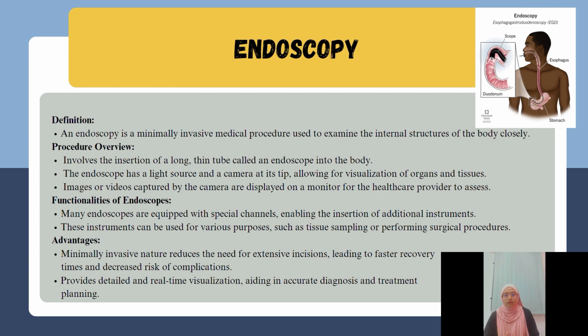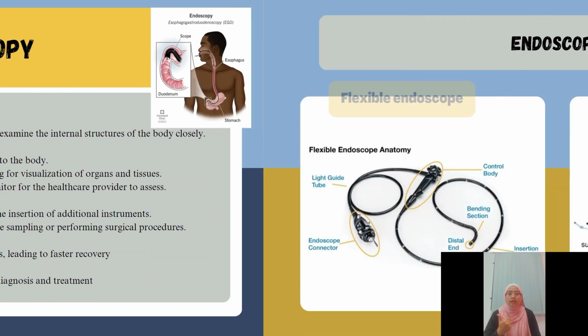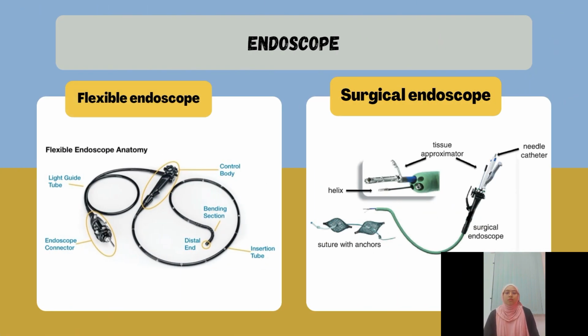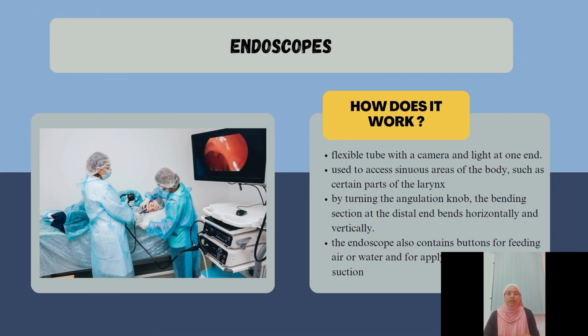Did you know that endoscope has two types, which are flexible endoscope and surgical endoscope? How does an endoscope work? I'll tell you guys. An endoscope is a flexible tube with a camera and light at one end, used to access hard-to-reach areas of the body, such as certain parts of the larynx, by turning the angulation from the bending section at the distal end to bend horizontally and vertically. The endoscope also contains buttons for feeding air or water and for applying suction.